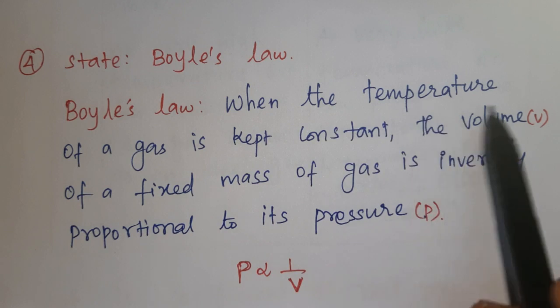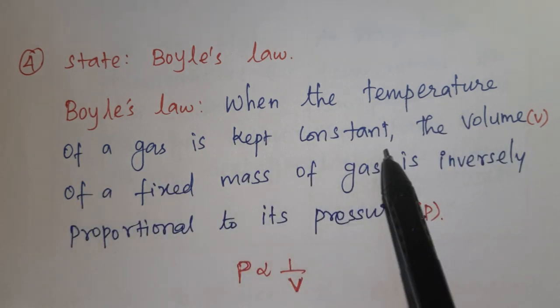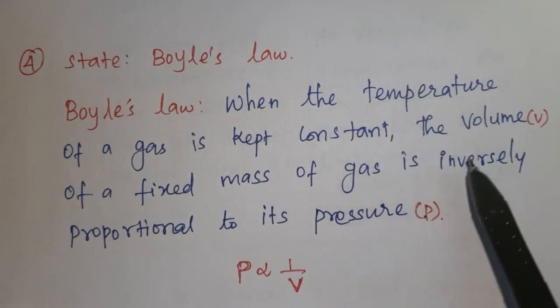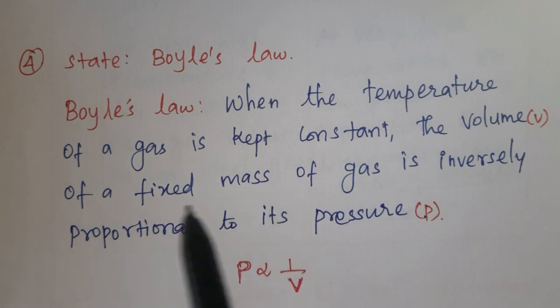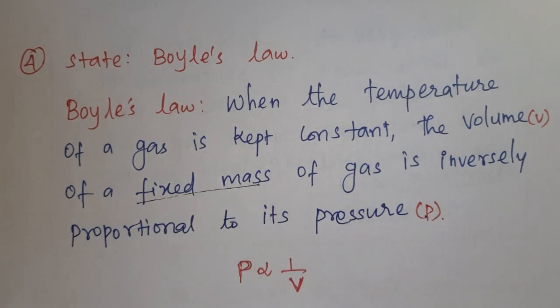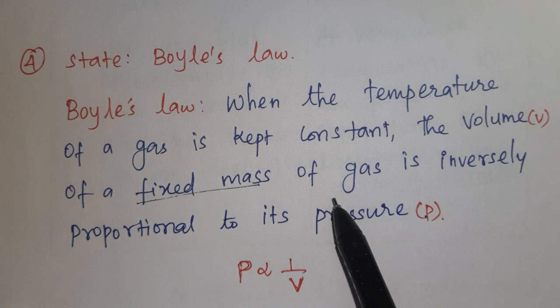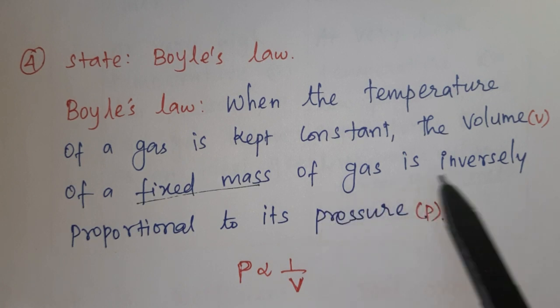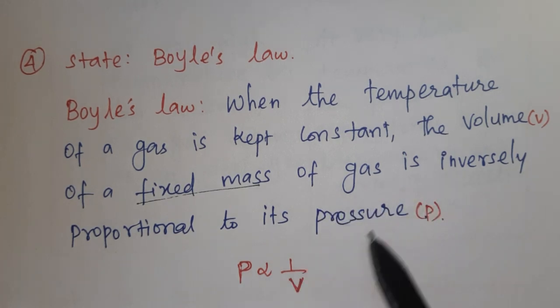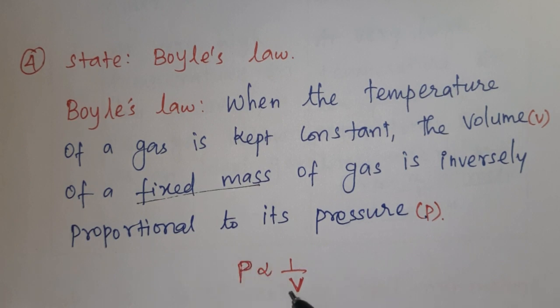When the temperature of the gas is kept constant, the volume of a fixed mass of gas (mass also constant) is inversely proportional to its pressure. Where P is the pressure, V is the volume. So pressure is inversely proportional to the volume, or volume is inversely proportional to its pressure.